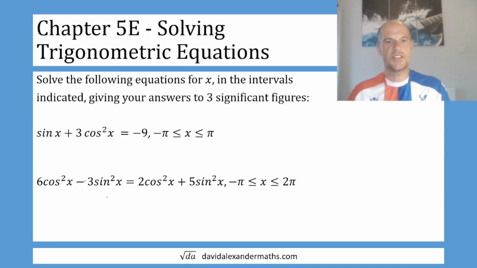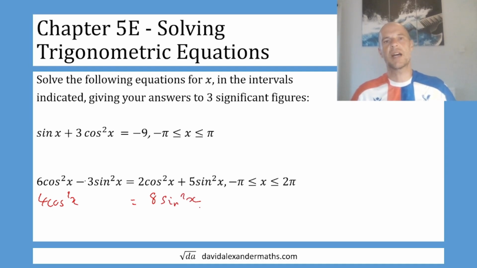Okay, so what we're going to do for this second example. First of all, I'm going to subtract 2 cos squared x. So we're going to get 4 cos squared x equaling, and I'm going to add 3 sine squared x to both sides. So I've got 4 cos squared x equals 8 sine squared x.